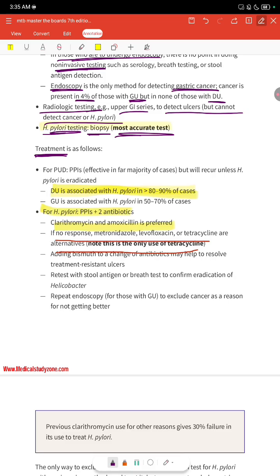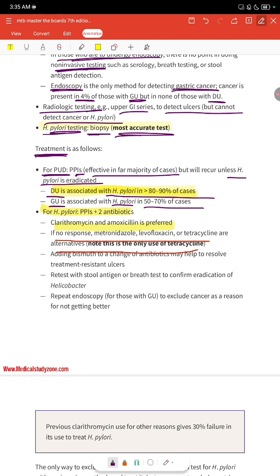Treatment is as follows. For PUD, peptic ulcer disease, PPIs are effective in the vast majority of cases but will recur unless H. pylori is eradicated. So you have to eradicate H. pylori along with it, because the symptoms will recur unless H. pylori is eradicated completely. Duodenal ulcer is associated with H. pylori in more than 80 to 90% of the cases. GU is associated with H. pylori in 50 to 70% of the cases.